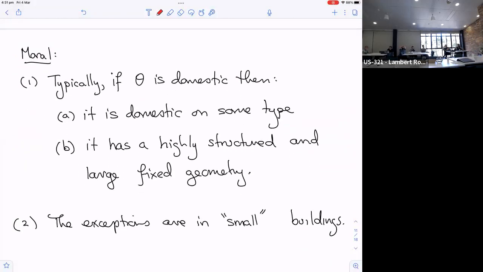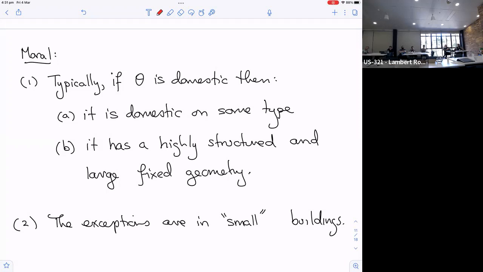The moral though, what I think we have to take out of that, is that typically if theta is domestic, so typically if theta doesn't map any chamber to an opposite, then it does that for some rather clear reason. So the general case is that it's domestic on some type. What I was talking about was either point domestic or line domestic, not this weird exceptional domestic one.